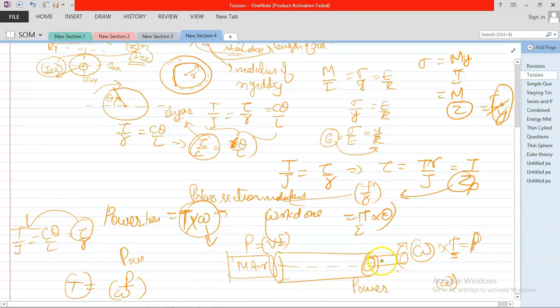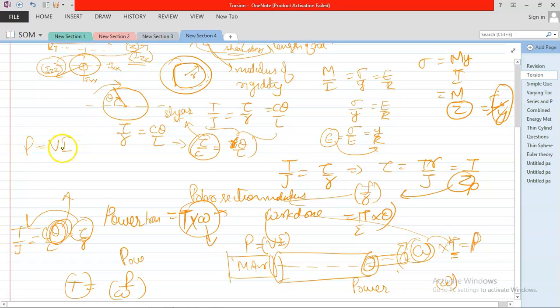So just from the power and the given omega, you will get torque, and that torque you put in the equation, you will get your shear stress in the body, and also the angle of twist. What is the angle of twist produced in the body? From the equations you can get it, you don't need to measure.